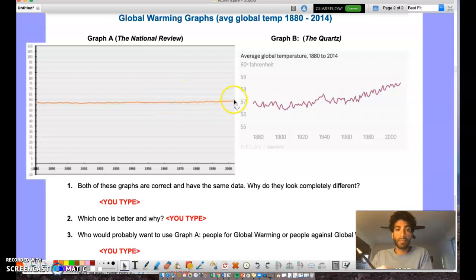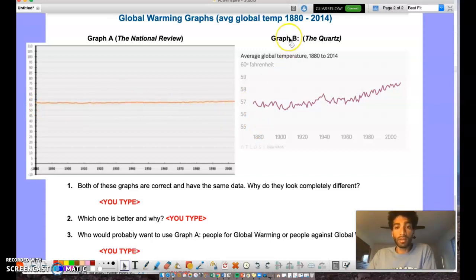And if you look at graph A, it just looks like the average temperature did what? Stayed the same. Kind of like, you know, people's voices are supposed to get deeper. Well, mine just stayed the same. I am just graph A. Okay, so let's just keep that in mind.